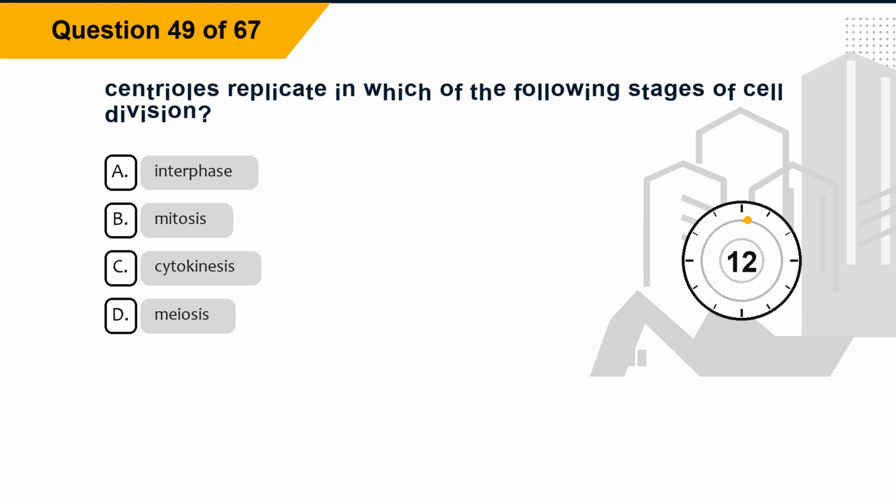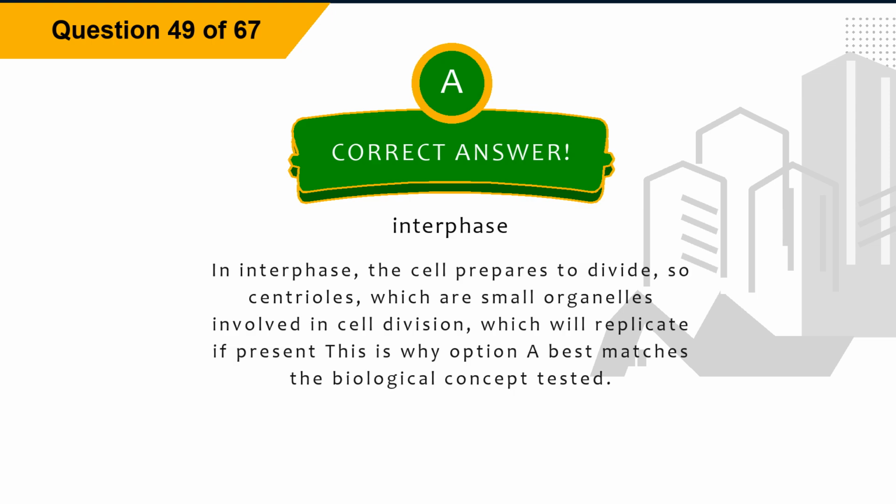Question 49. Centrioles replicate in which of the following stages of cell division? Option A, interphase. Option B, mitosis. Option C, cytokinesis. Option D, meiosis. The correct answer is option A, interphase. Explanation. In interphase, the cell prepares to divide, so centrioles, which are small organelles involved in cell division, will replicate if present. This is why option A best matches the biological concept tested.